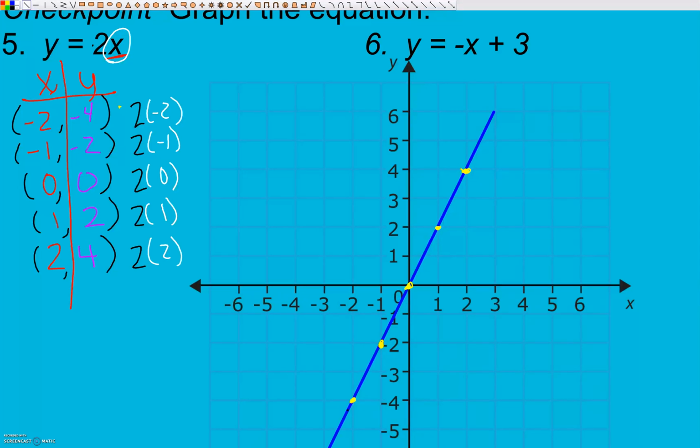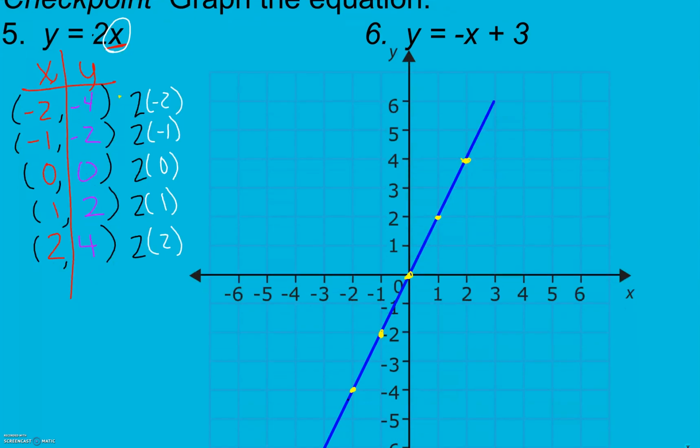And again, if our straight edge doesn't connect our points, we either calculated them wrong or graphed them wrong. So we need to double check that. Arrows to show it continues. And I'm going to pause this video here and I will finish this section in another one.